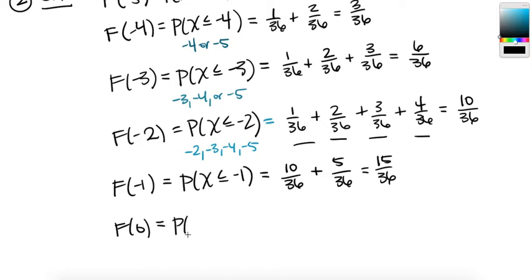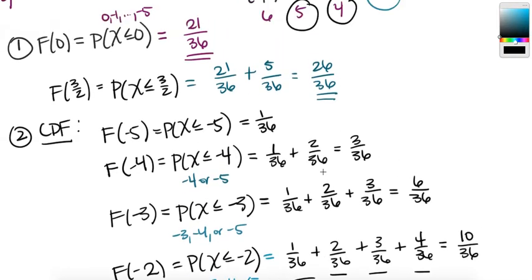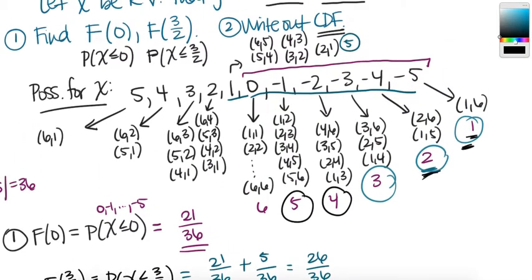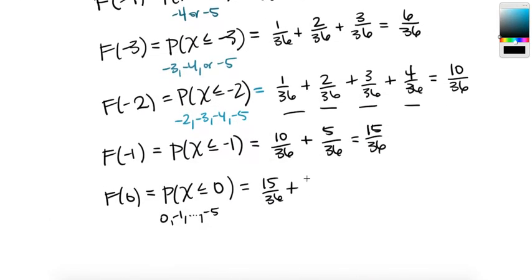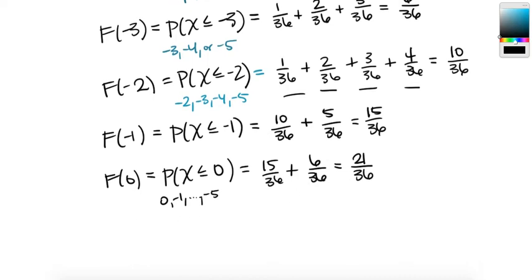All right, 0. Probability that x is going to be less than or equal to 0. So it could be 0, -1, all the way down to -5. So that is everything from the previous one, and then the new value is when it's equal to 0. And it's equal to 0 6 times out of 36. 6 out of 36, which is 21 out of 36. And that's actually one that we already figured out.